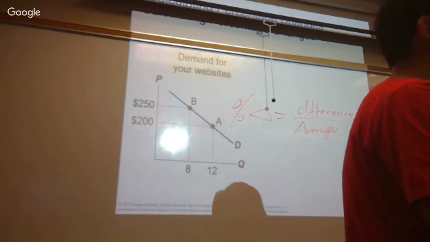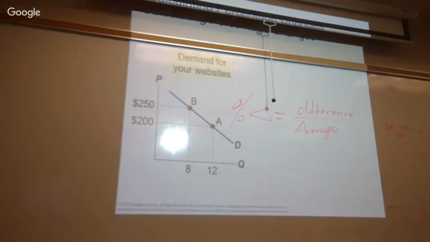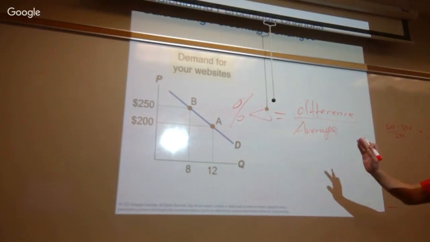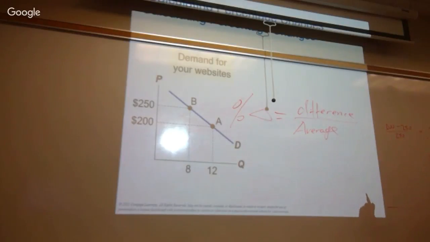Now, the benefit of this Midpoint Method is that when you do this between A and B, it doesn't matter which one comes first and which second. Your answer will be the same. That's the benefit of the Midpoint Method. So for your homework, your quiz, and your test, only use this Midpoint Method. Use the difference divided by the average.